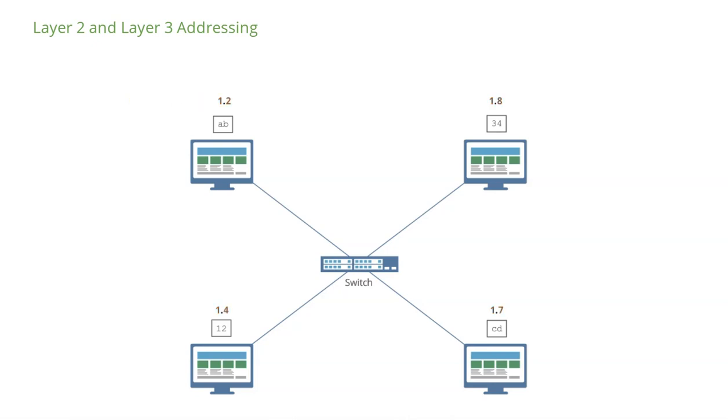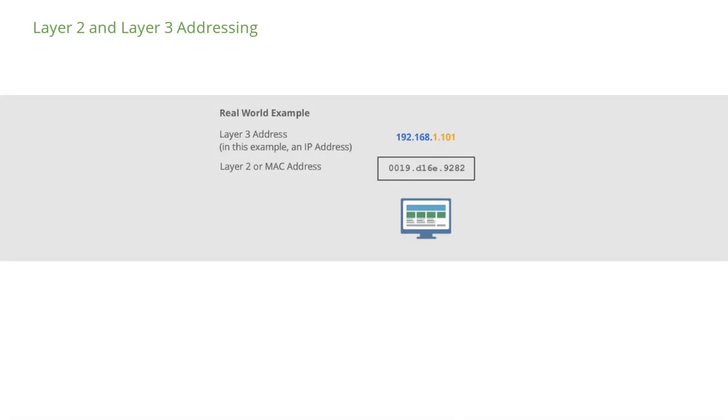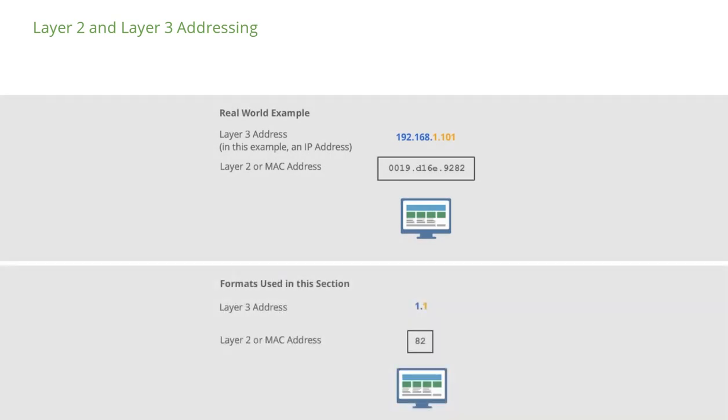Note that in this section, we'll represent Layer 3 addresses with the networknumber.hostnumber format shown on screen. But as with the MAC addresses shown here, this is a simplified format. Here is one real-world example of a Layer 3 address and a Layer 2 address, contrasted with a shortened format we'll use in this section. As this section continues, we'll see how Layer 2 and Layer 3 addresses are used to route data within a network and across networks.